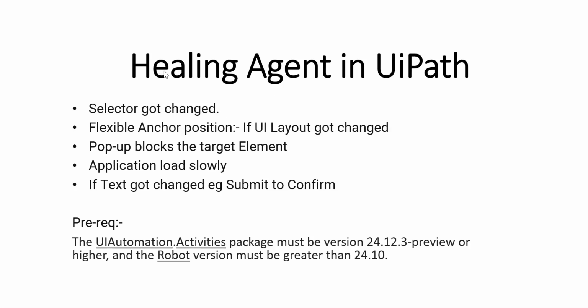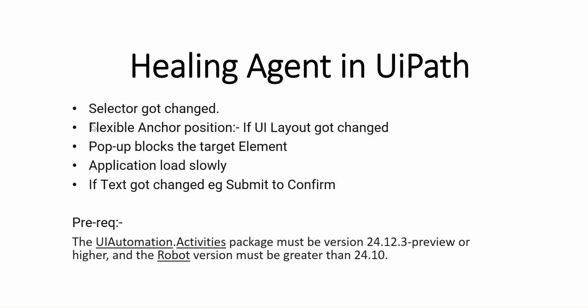But by introducing this healing agent feature, this healing agent is available at orchestrator level, and it is working on AI ML features. They are working like machine learning technology, and they are able to identify the selector, and they try to detect the new selector. They dynamically fix the selector and run your activity. Okay. So this is one of the features.